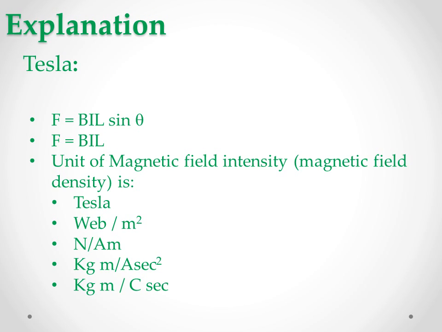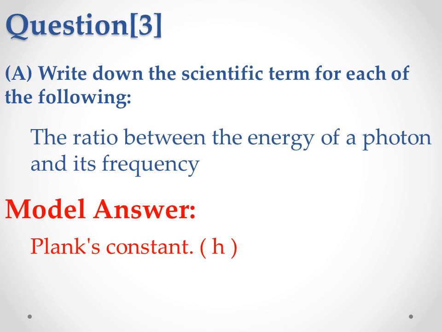Explanation. Tesla, F equals BIL sin theta. F equals BIL. Unit of magnetic field intensity. Magnetic flux density is Tesla, Weber per square meter, Newton per ampere meter, kilogram per ampere second squared, kilogram meter per coulomb second.